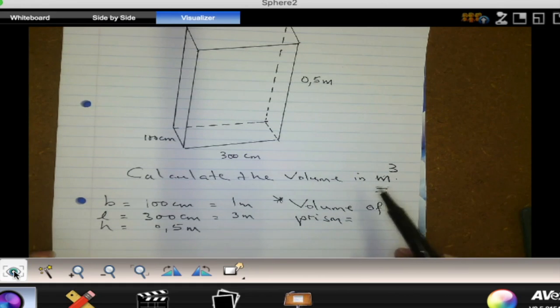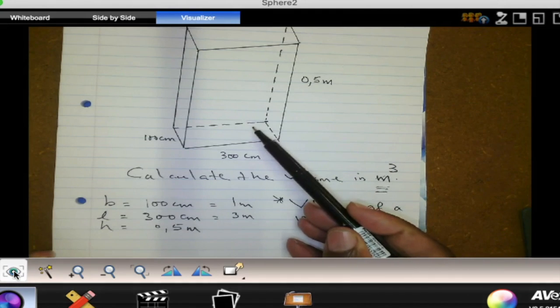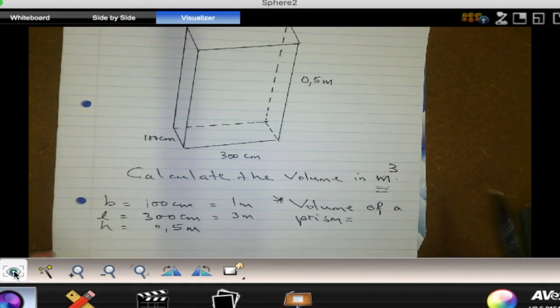Length times width times height. That is for this one. But this is not the only prism. So can you give me, just for a prism, generally, a prism? So it's the area of the face. Area of the base shape. Right, yes. Area of the base, or base area, times height. Multiplied by the perpendicular height. Okay.